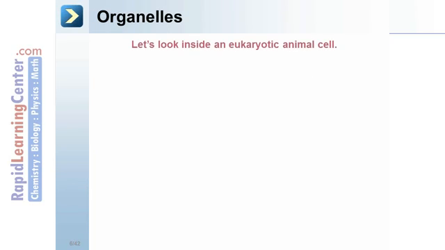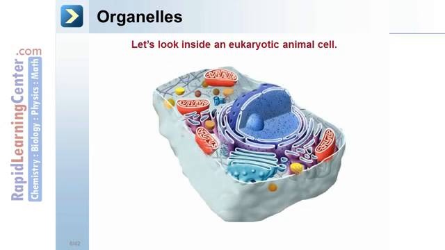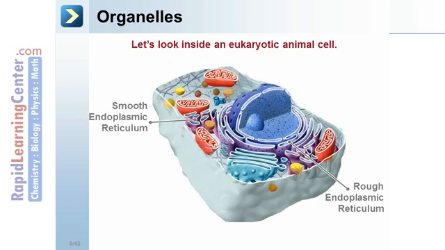Let's look inside a eukaryotic animal cell. This is a schematic of a typical eukaryotic animal cell. This is the nucleus. Ribosomes. Smooth endoplasmic reticulum and the rough endoplasmic reticulum. Notice that in the rough endoplasmic reticulum, ribosomes are attached to it, giving it the dotted or rough appearance.